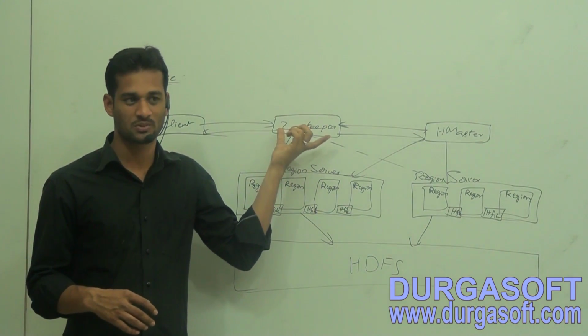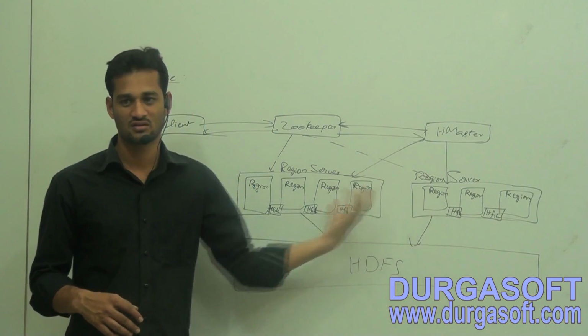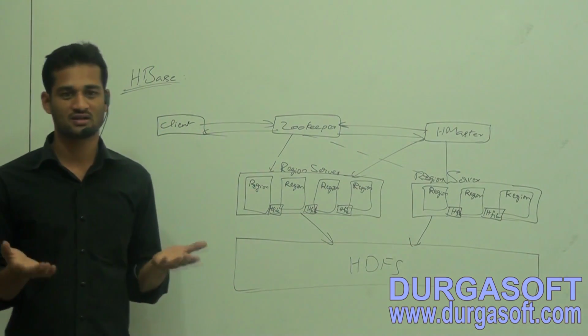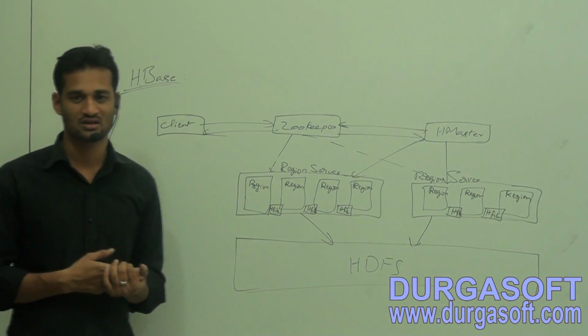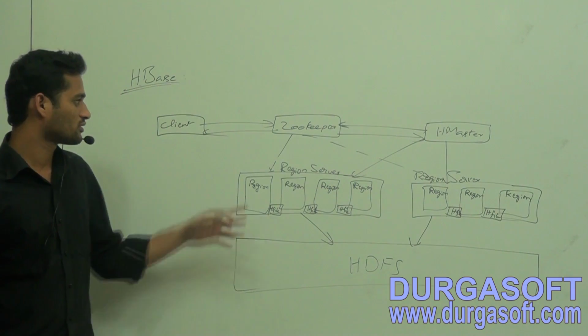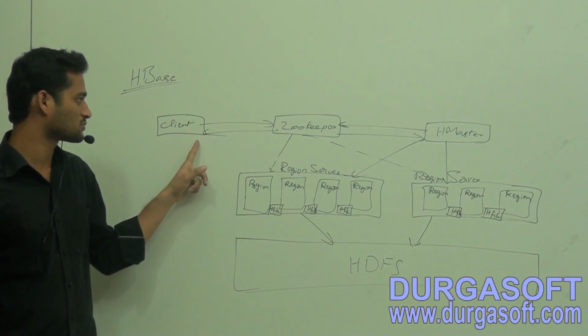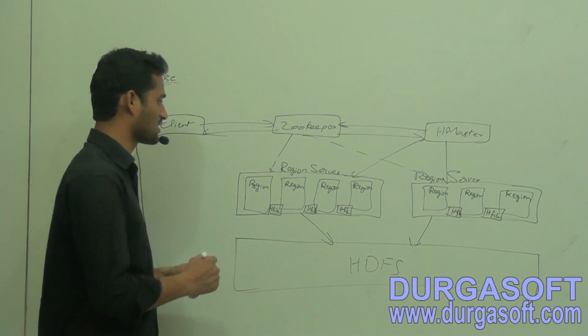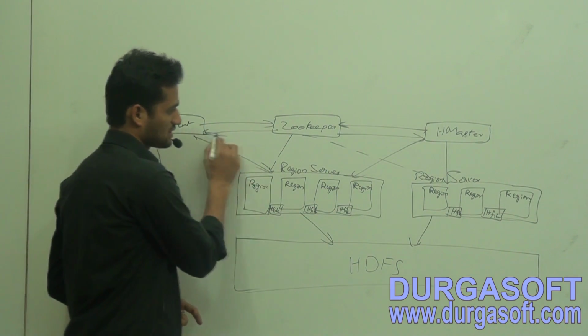Zookeeper first, because Zookeeper only will always be monitoring all these region servers here. What are all the region servers that are running? What are all the region servers that have free space, with what regions? So once it is aware of that, it gives a response back to this client, so that this client can directly talk to this data here.